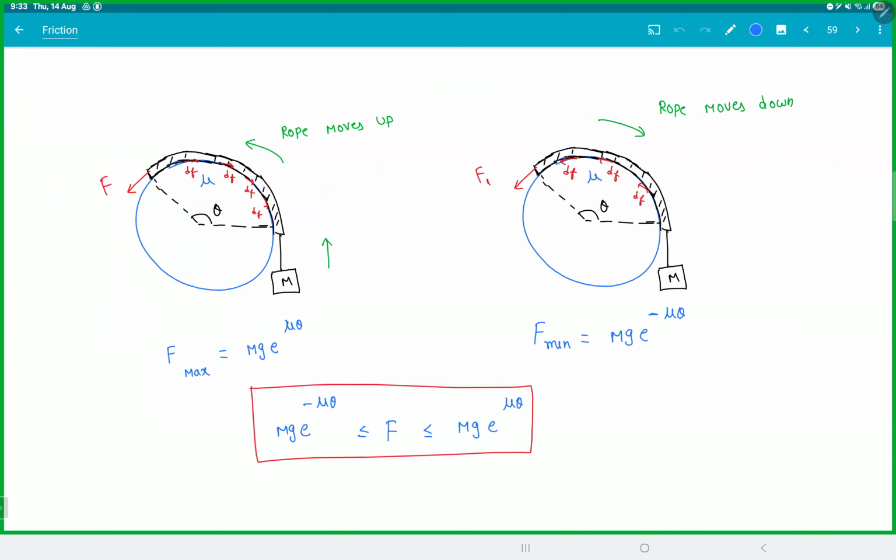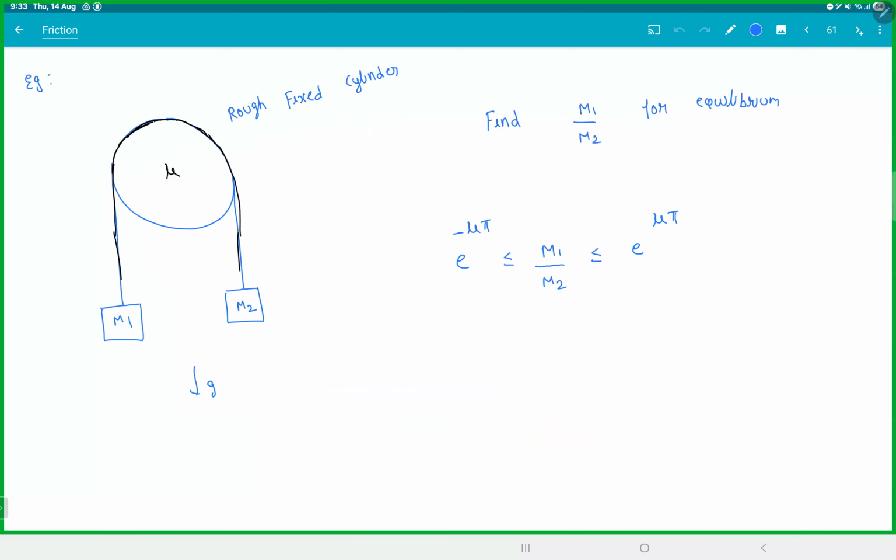It's the same question. So bring that mg down, you'll get f by mg is less than or equal to e power mu theta and e power minus mu theta. This is how you can write this. It doesn't matter what ratio you take, m1 by m2 or m2 by m1, it's the same thing. Clear with this? So as long as the ratio is between these two values, the system will remain at rest.